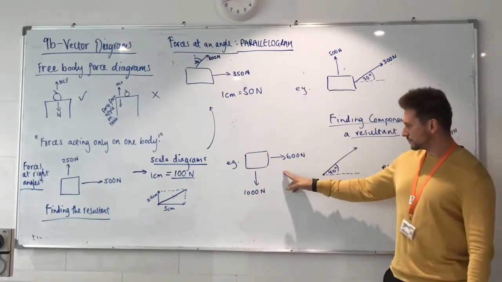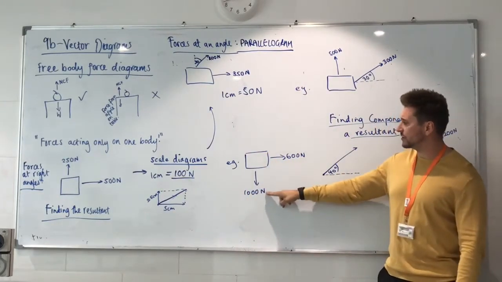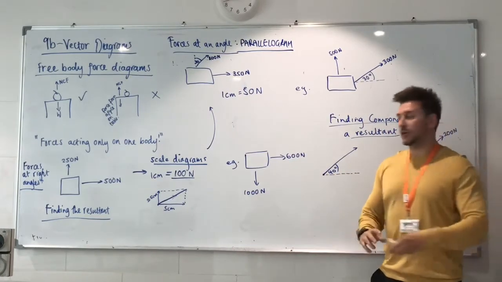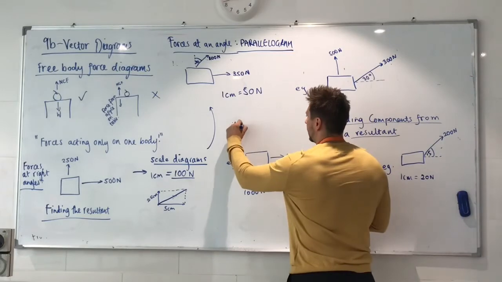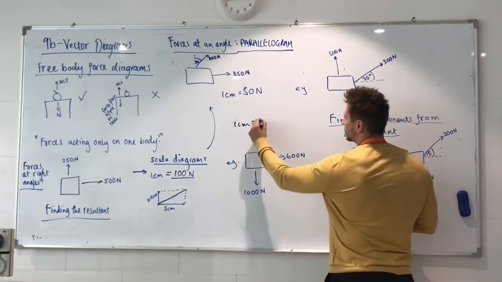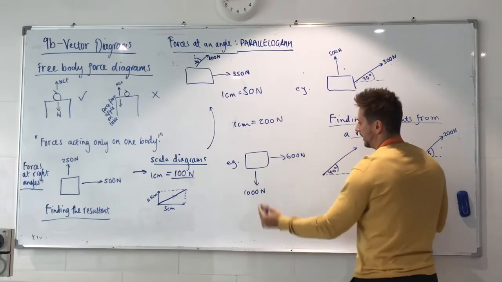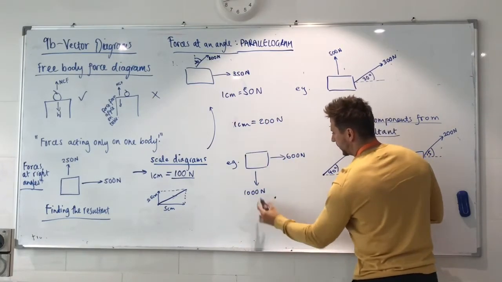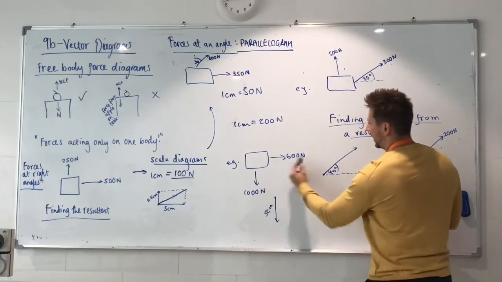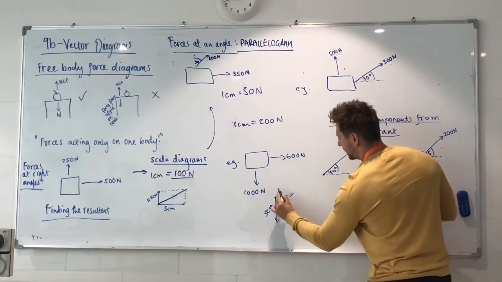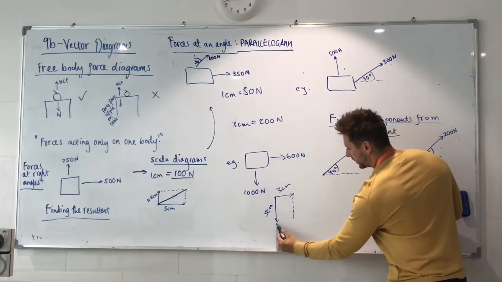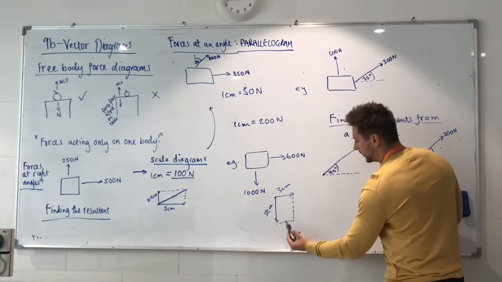Another example, we could have 1,000 newtons down, 600 newtons to the right. Choose a scale. So 1 centimeter, let's go for 200 newtons. That means downwards, if I start from this point here, downwards is going to be 5 centimeters, and across is going to be 3 centimeters. What do I do? Complete the shape. So again, it's a rectangle because they're perpendicular.